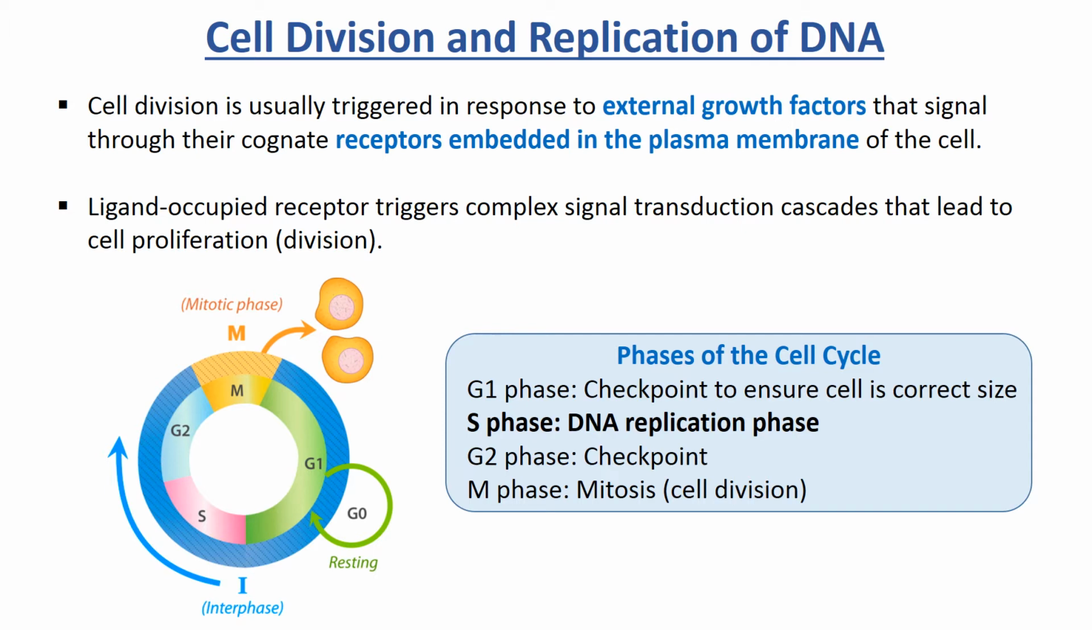The third phase is the G2 phase, and again this is another checkpoint to ensure that all the cellular components are in place so that cell division can occur. The last phase is known as M phase or mitotic phase, and this is whereby the cell divides in two and the DNA is separated equally into the two daughter cells.